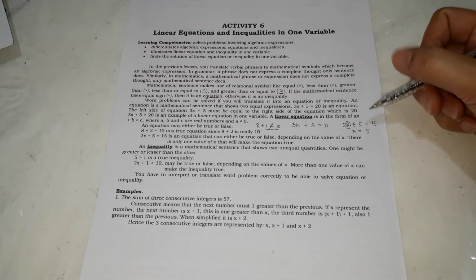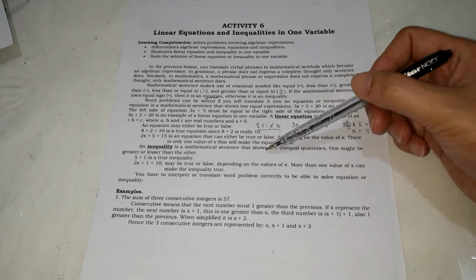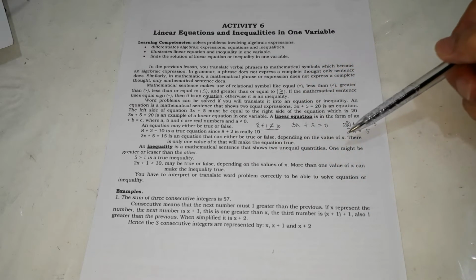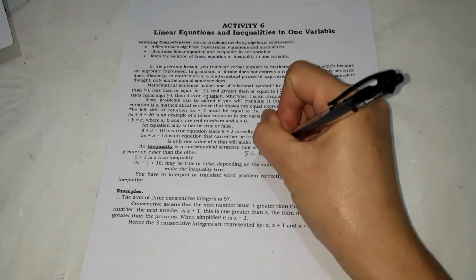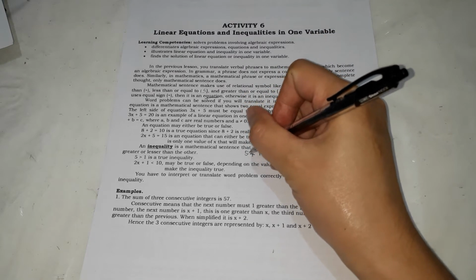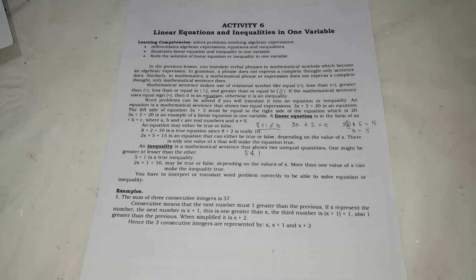An inequality is a mathematical sentence that shows two unequal quantities. One might be greater or less than the other. 5 is greater than 1 is a true inequality. But 5 is less than 1 is not true, because 5 is not less than 1. 2x plus 1 is less than 10 may be true or false depending on the value of x. More than one value of x can make the inequality true.